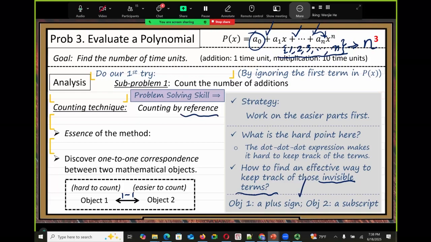You have n plus signs. That means you have n additions, not n plus 1, but very close. Here, we need to use this counting by reference technique. You need to find the appropriate reference. What happened with A0? Think about that.